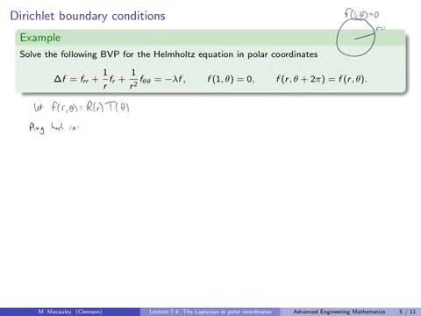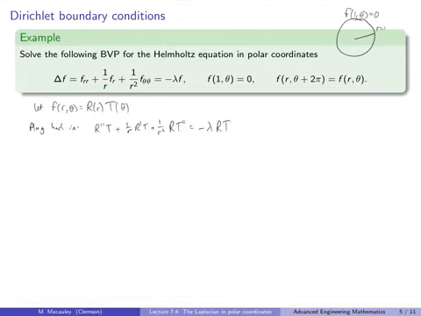Now I'm not going to write down what all the derivatives are. I trust at this point you can do this in your head. You can see that f_rr is just R double prime T. And then we have 1 over r times f_r, so that's just R prime T. And then we have plus 1 over r squared times f_theta theta, that's just R T double prime. And this is equal to negative lambda times f, which is RT.